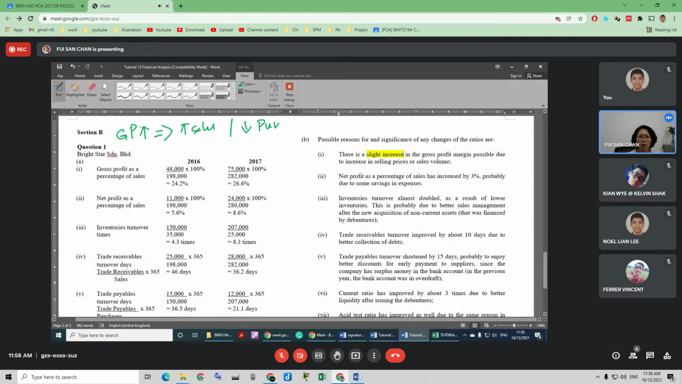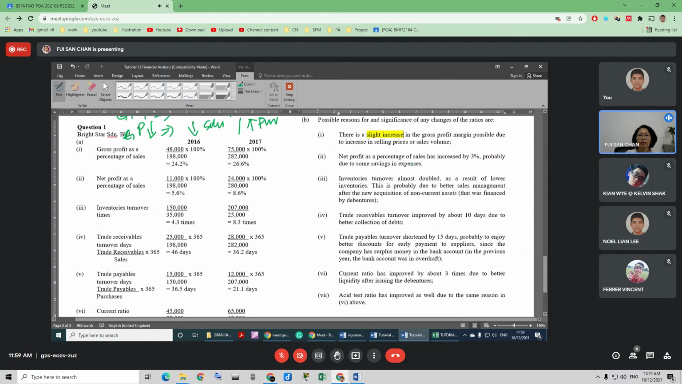Now, what happens if sales increase and purchases also increase? In this case, you need to see whether the percentage increase of sales is higher than the percentage increase of purchases. If both increase, however the percentage increase for sales is higher than purchases, then your gross profit still will increase, right? This is mathematics. Now, under what situation will gross profit drop? When your sales drop and at the same time your purchases increase. Or when the purchases increase more than the increase in your sales, then your gross profit will decrease. So this is how you comment on your answer.